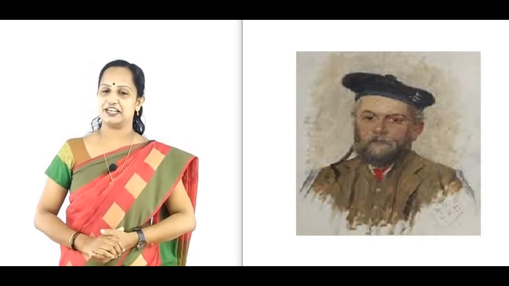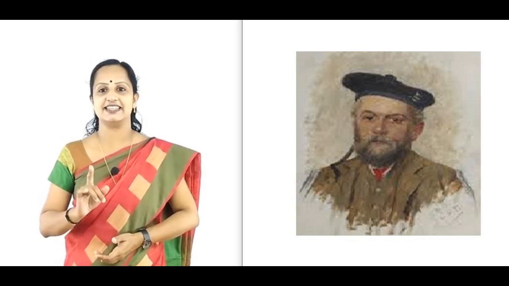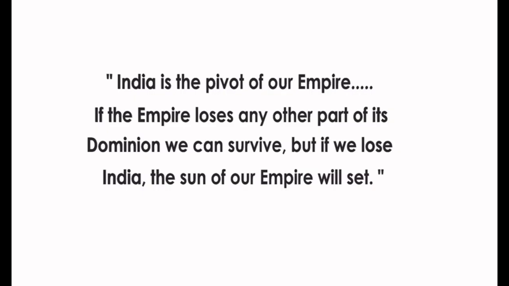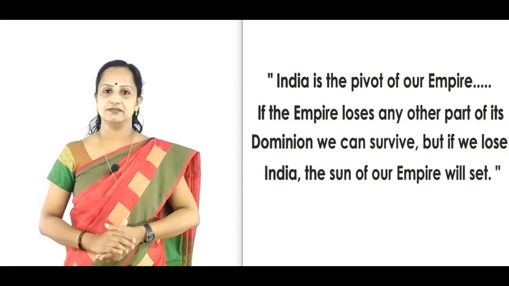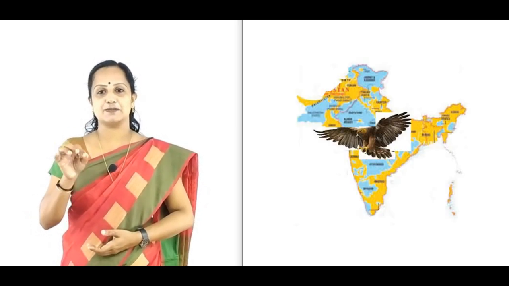In this connection, it is worthwhile to remember the words of Victor Alexander Bruce, the Viceroy of British India in 1894. "India is the pivot of our empire. If the empire loses any other part of its dominion, we can survive. But if we lose India, the sun of our empire will set." Thus, it can be said that before the British rule, India was a prosperous economy in all respects. In fact, our country was popularly known as the Golden Eagle.